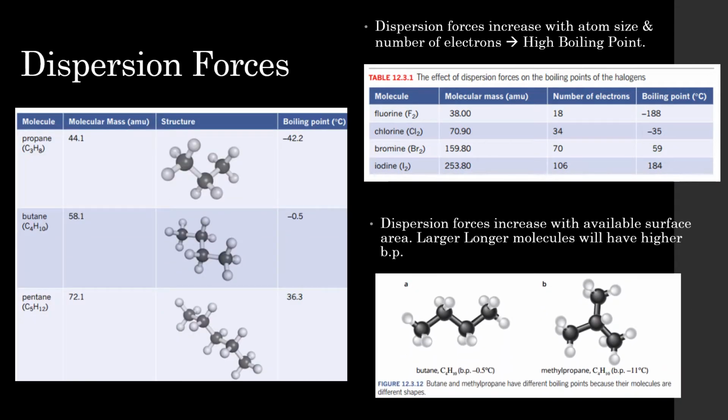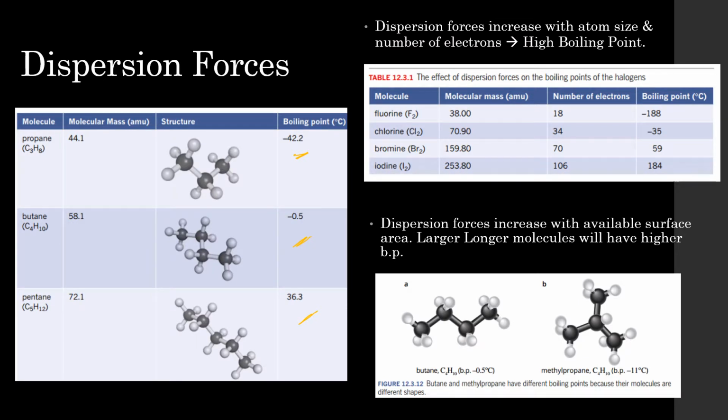Now you can also see a similar pattern in hydrocarbon chains. So on the left hand side we've got propane, butane and pentane. So propane's a C3, butane's a C4 and pentane's a C5. So we've got a 3-4-5 carbon chain, and you'll notice that the longer the molecule, the boiling point will increase, and that's just increasing the surface area for these electrons to spread out over the molecule.